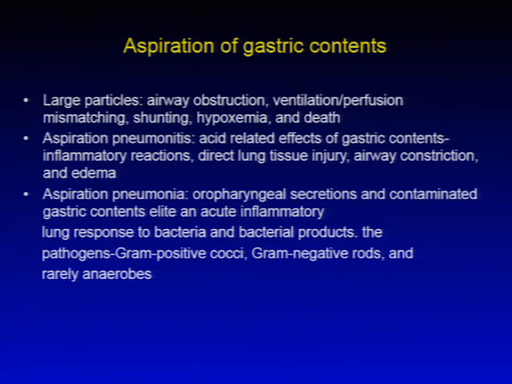Aspiration pneumonitis is an acid-related effect of gastric contents. It could cause inflammatory reactions, direct lung tissue injury, airway constriction, and edema. Aspiration pneumonia is from oropharyngeal secretions that contaminate gastric contents with bacteria, which could cause acute inflammatory problems. Normally, the bacteria could be gram-positive cocci, gram-negative rods, and rarely other types.